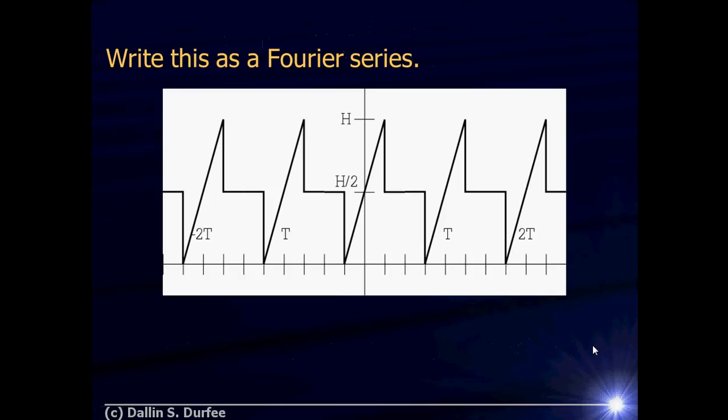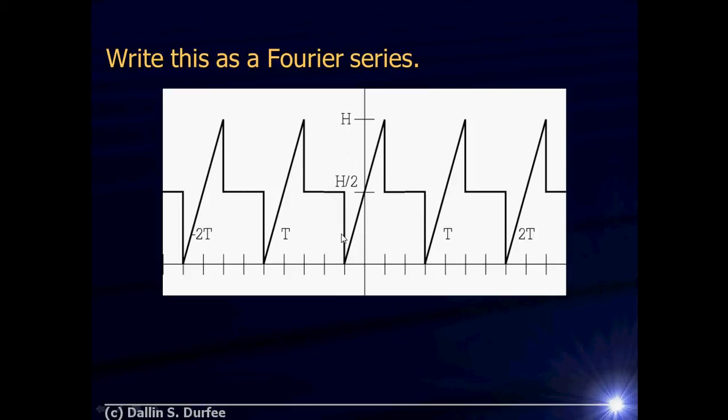I'm happy. Our next problem, let's write this function as a Fourier series. So here we've got a function that starts at 0 at, let's see, so here's t over 2, so here's t over 4. So at negative t over 4, I'm at 0. It ramps up to h when I get to t over 4, and then it goes to 0 until I get to 3t over 4. All right, so that's my repeated function.